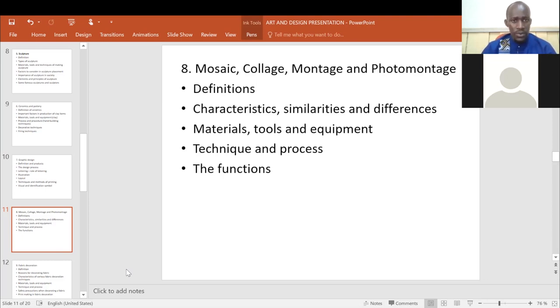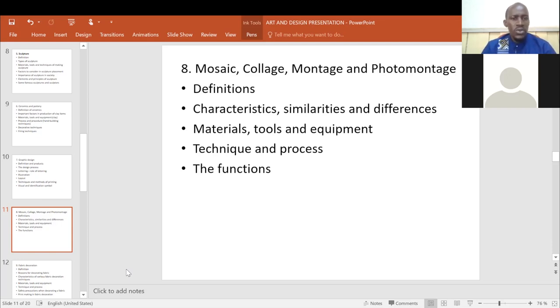The candidate must be able to describe what is a mosaic, what is a collage, what is a montage, and what is a photomontage. Two, the candidate must also understand the historical development and background of these art forms, mosaic, collage, montage, and photomontage. Let the candidates be able to at least give a brief historical development of these art forms.